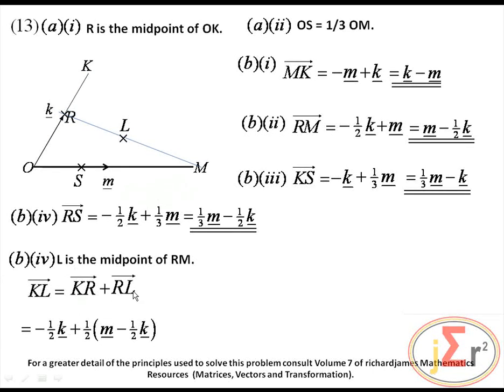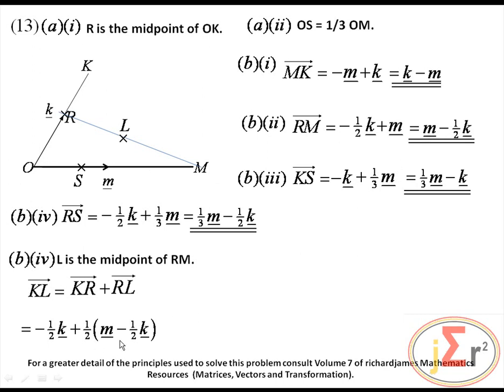And what is RL? RL is a half of RM. So let us find RM. This is RM. So we have negative a half of K plus RL. And of course, RL is a half of RM. So RM is what we have right here, M minus a half K.